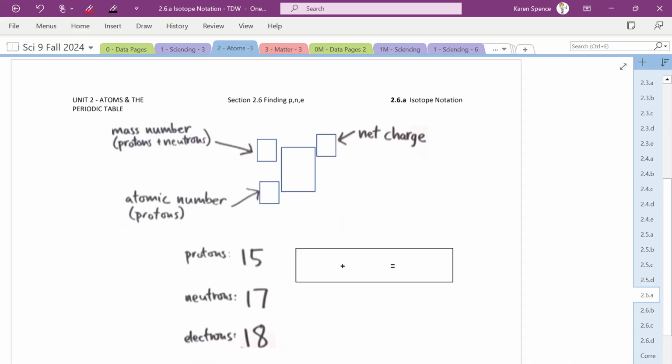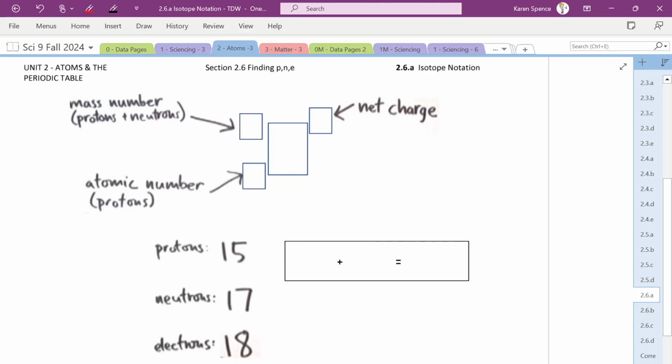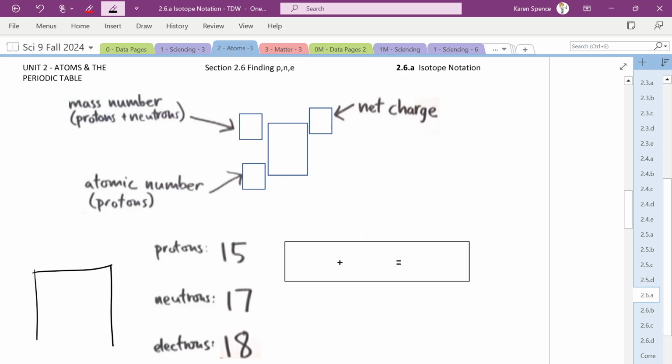Whoa, look at this. We're going to go the other way now. We got all sorts of blanks up here. Protons are 15. You might need to use your periodic table. Go find me atomic number 15. 15 is phosphorus. All right, so we're going to put P here.